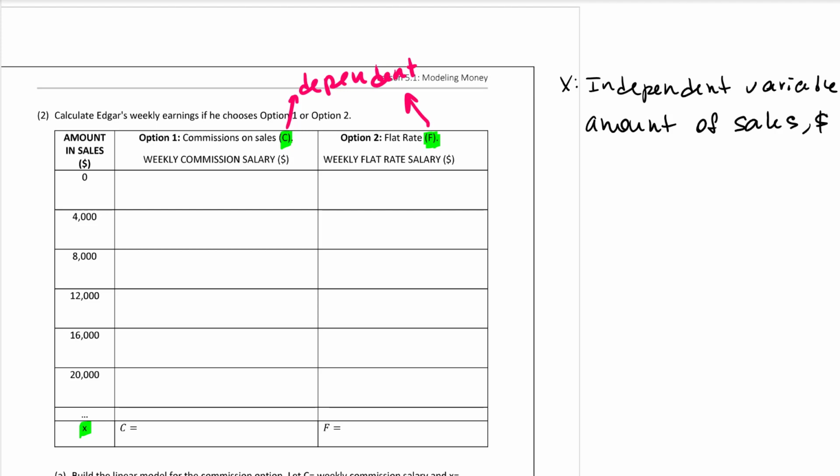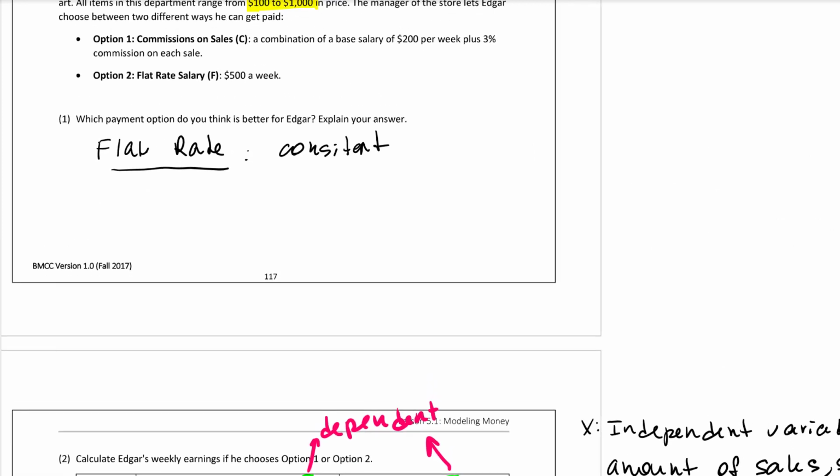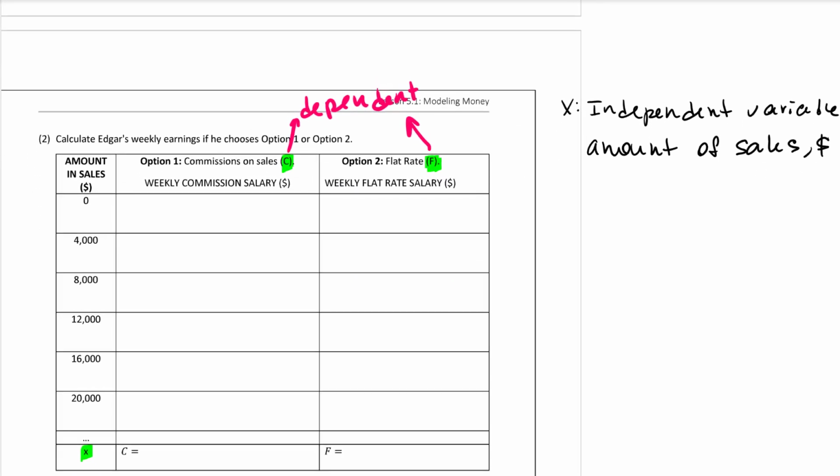Well, first I want to ask you, looking at the flat rate description, here's the description that we got: $500 a week. What would you write in this column for each entry? What would you put? We're talking about, by the way, a weekly salary. So how much would he make for each of these entries?